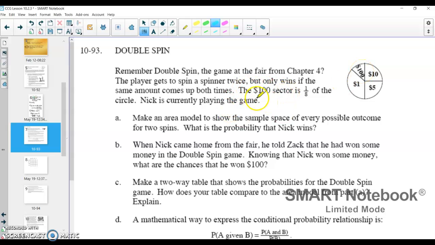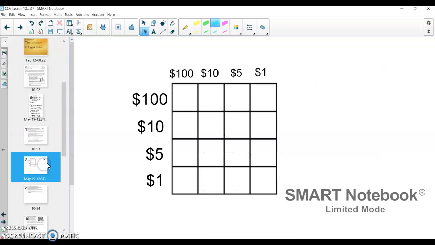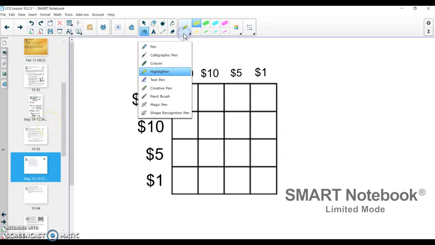It says for our reference that the $100 sector is 1/8 of the circle, and Nick is currently playing the game. What it wants us to do is make an area model to show the sample space of every possible outcome for the two spins, and figure out the probability that Nick wins. I have one being made right here. We have 100, 10, 5, 1 from spin 1 over here, and 100, 10, 5, 1 from spin 2 on top. I have to fill in the probabilities.